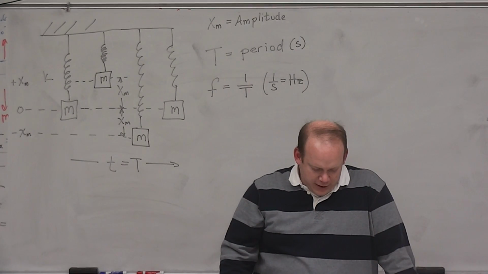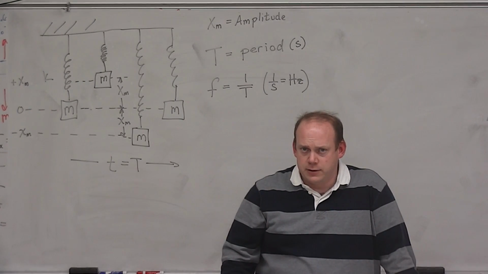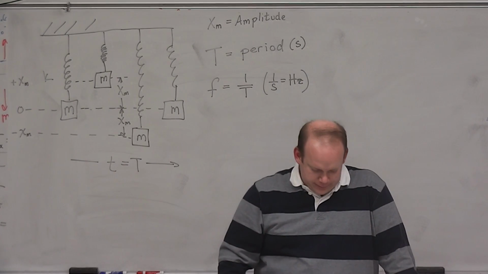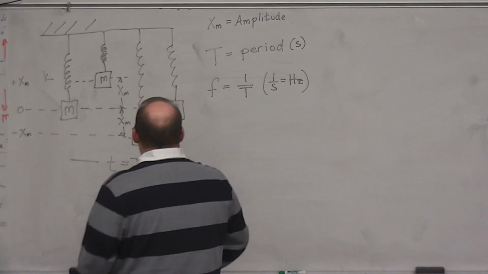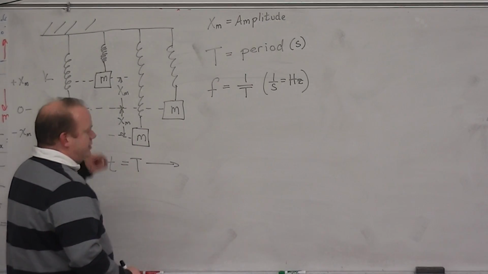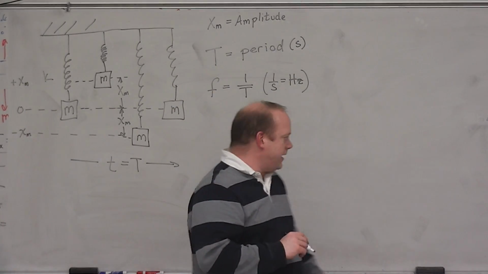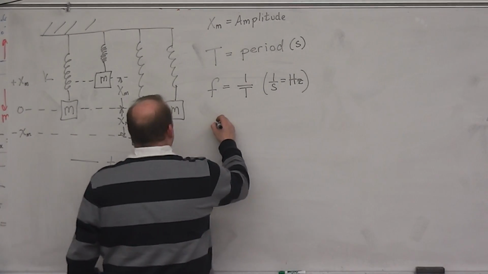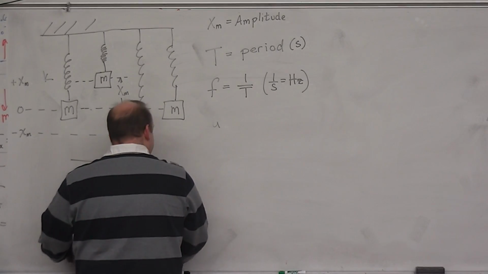Now, basically, we know that it's going to be in the same place one period later. So now, if I say the location of this, we're going to say at t equals 0, switch markers here.